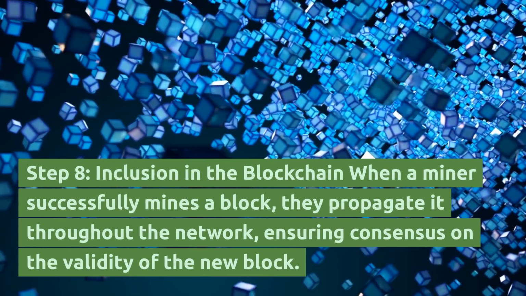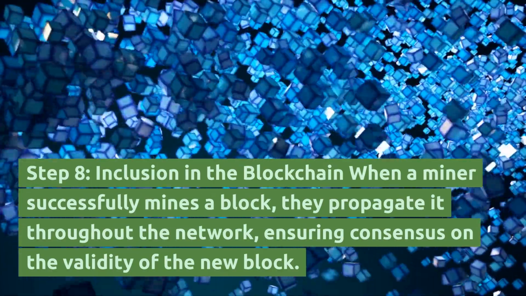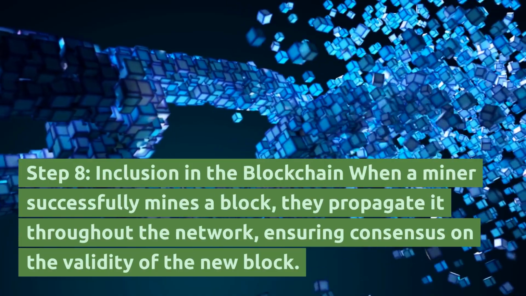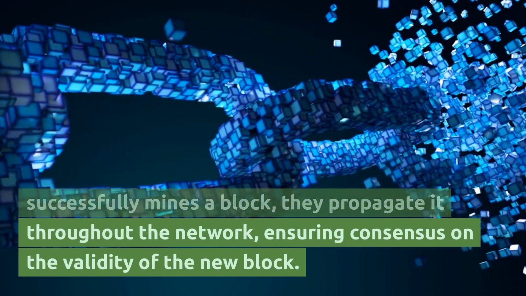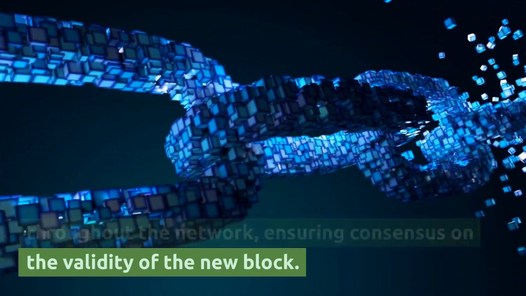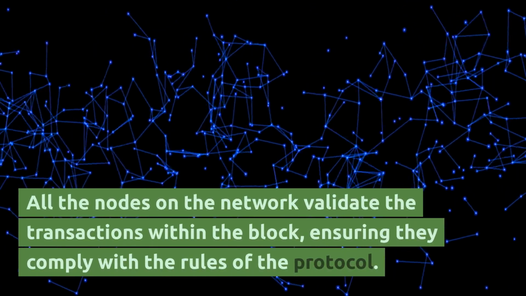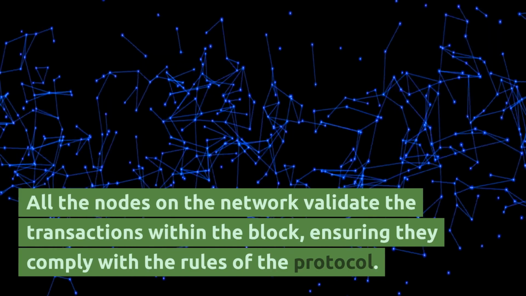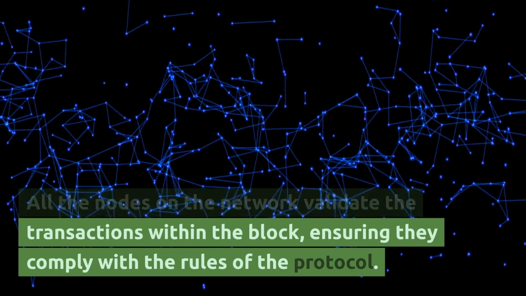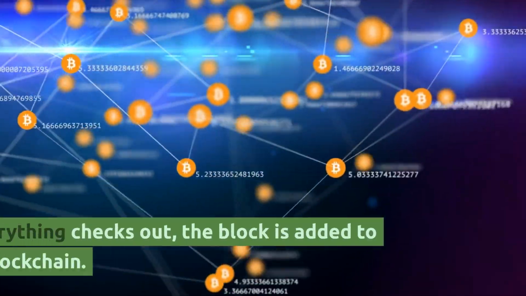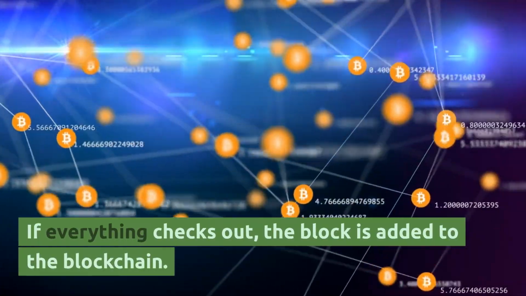Step 8. Inclusion in the blockchain. When a miner successfully mines a block, they propagate it throughout the network, ensuring consensus on the validity of the new block. All the nodes on the network validate the transactions within the block, ensuring they comply with the rules of the protocol. If everything checks out, the block is added to the blockchain.